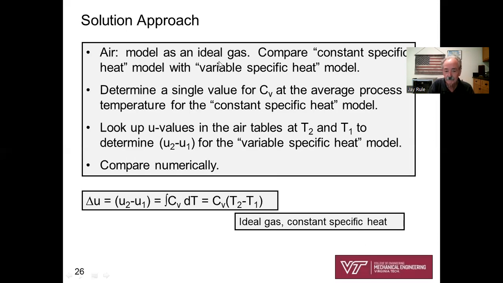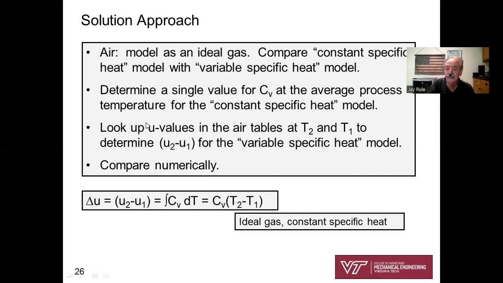Here's our approach. Air is an ideal gas. We're just going to write that down to start with. The next thing, we'll determine a single value for C sub V at the average process temperature for the constant specific heat model. So we'll average the 2 temperatures and we'll evaluate C sub V at that temperature in a table.